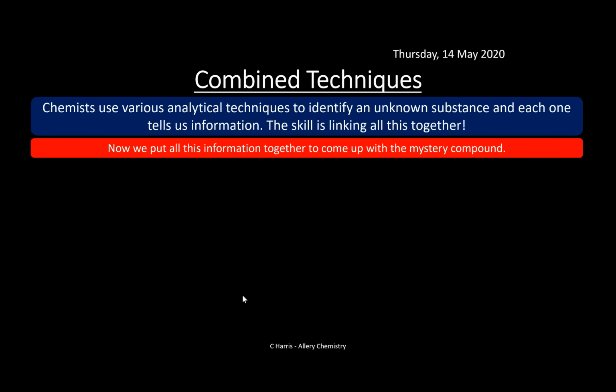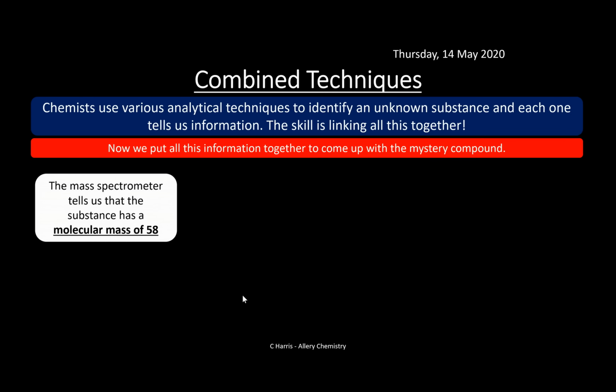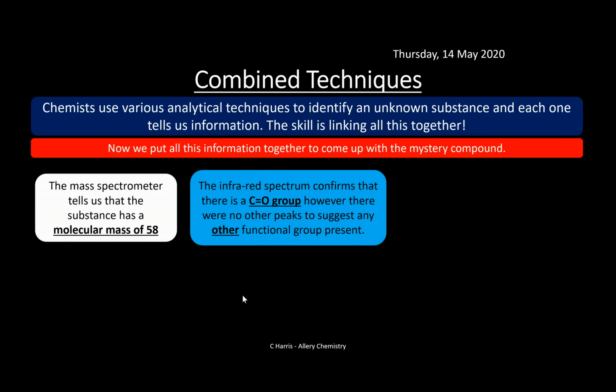So the skill is to take all those bits of information, and we're going to summarize it here, being able to put it all together and actually work out our mystery substance. So let's have a look. So the mass spectrometer, remember, told us that our substance must have a molecular mass of 58. Okay, that's the first bit. And our infrared spectrum confirms that there is actually a C double bond O group in there, so there's definitely that in there. However, there weren't any other peaks to suggest any other functional group.